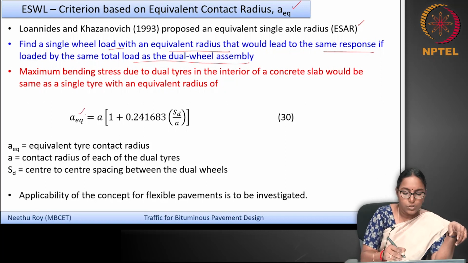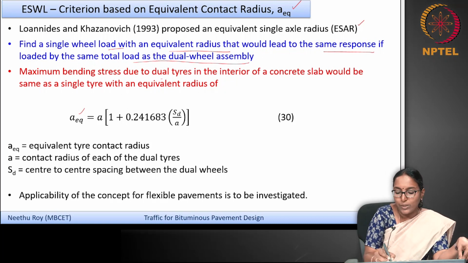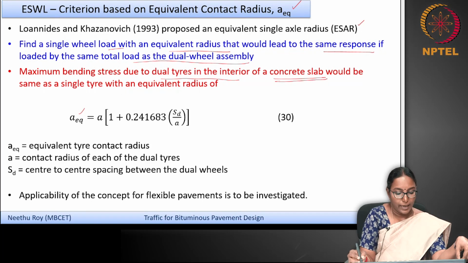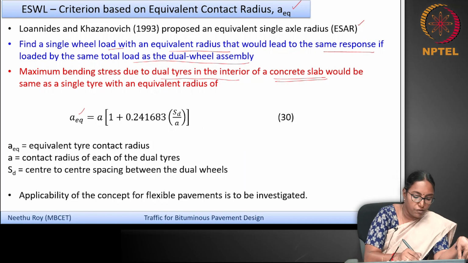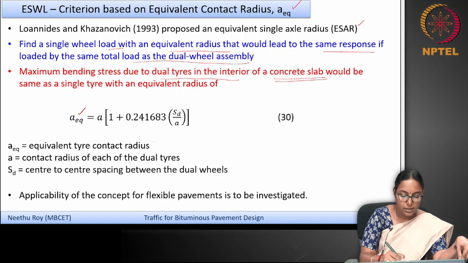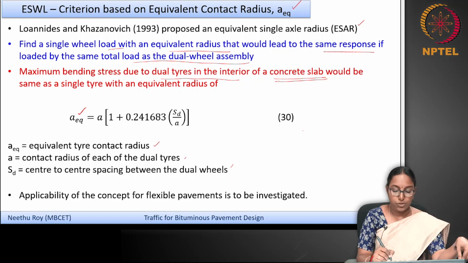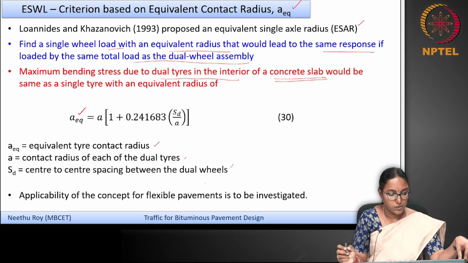Now this empirical equation is derived for maximum bending stress due to a dual tire in the interior of a concrete slab. The equivalent radius is given by A equivalent equals A into 1 plus 0.241 SD by A, where A equivalent is the equivalent tire contact radius, A is the contact radius of each of the dual tires, and SD is the center to center spacing of the wheels. So this approach can be used for a concrete slab, whereas its usage for a flexible pavement is yet to be investigated.